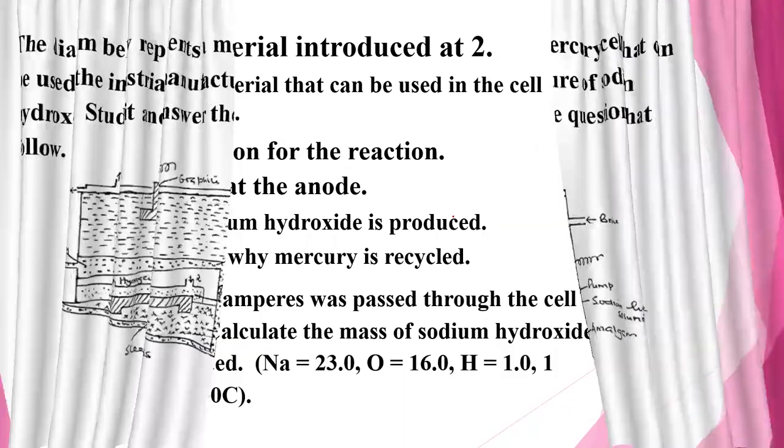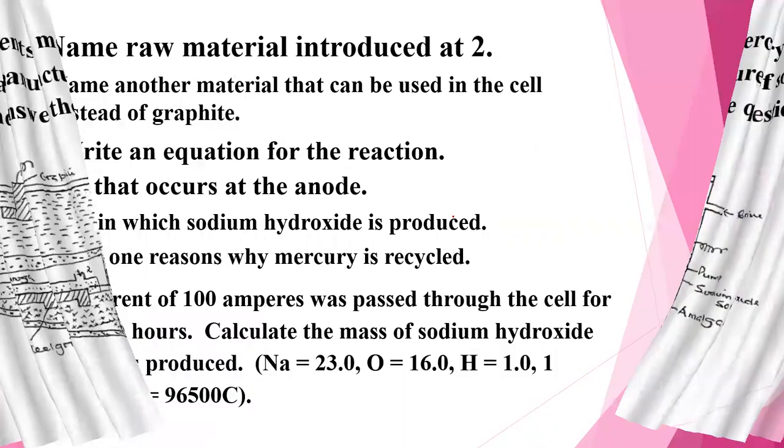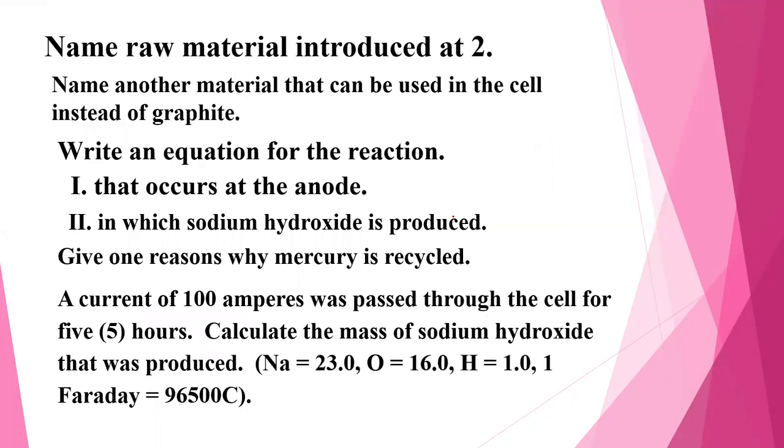Then another question: name another material that can be used in the cell instead of the graphite. That can be even the carbon. You can use the carbon.